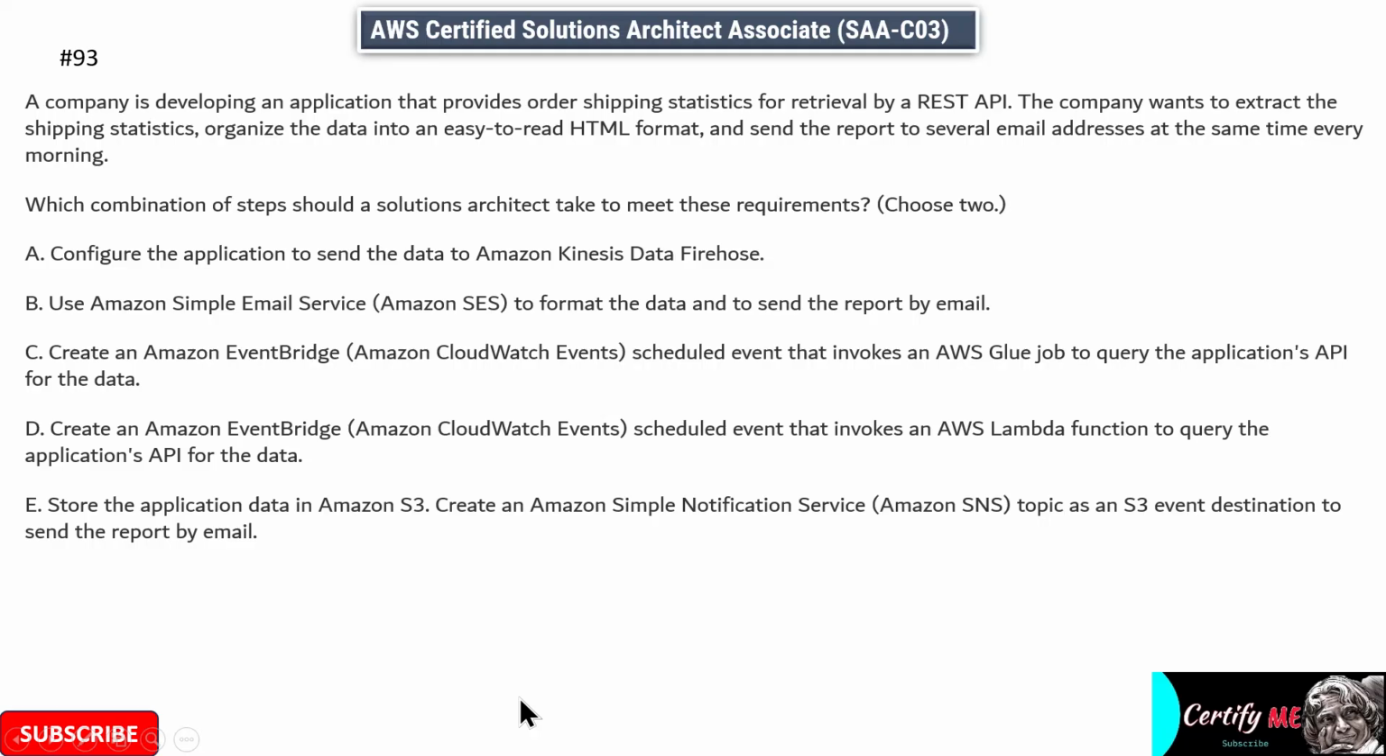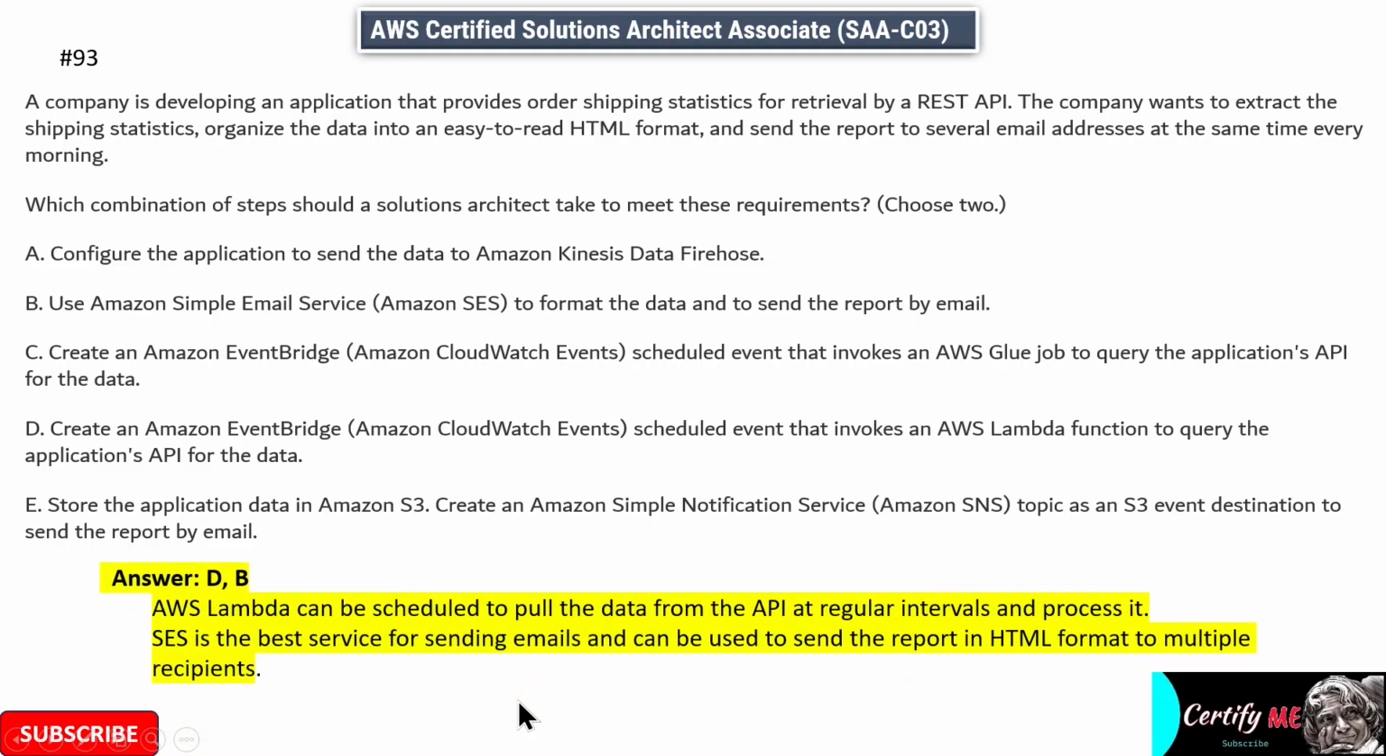The correct options are option D and option B. AWS Lambda can be scheduled to pull the data from the API at regular intervals and process it. SES is the best service for sending emails and can be used to send a report in HTML format to multiple recipients.